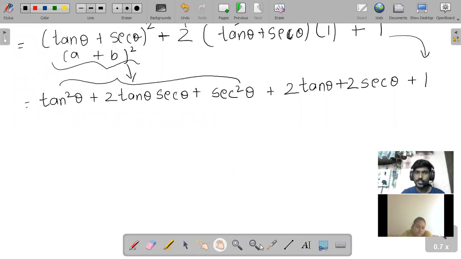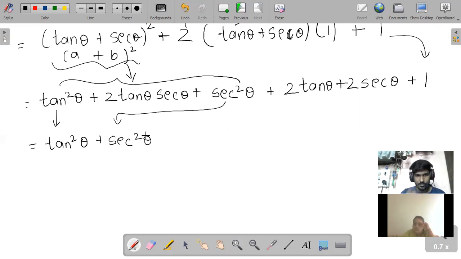Now, next what we'll do is just a little bit of rearranging. So I'll write this tan square theta as it is. Then next I'll write this sec square theta, so plus sec square theta. This is like rearranging polynomials, is it? Yes, the same degree together. Yes, so I'm just rearranging in decreasing order of powers. Yeah, you can do that.